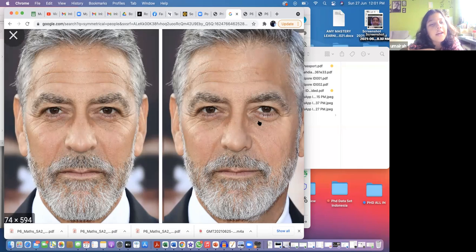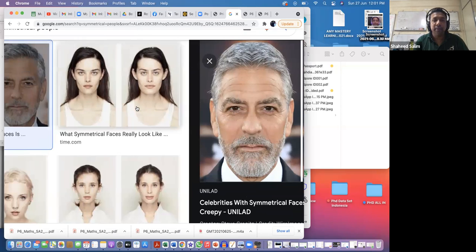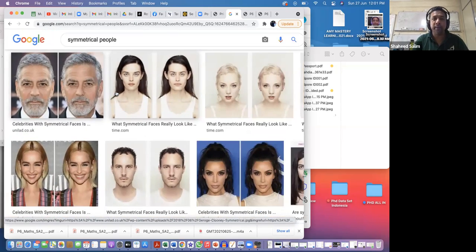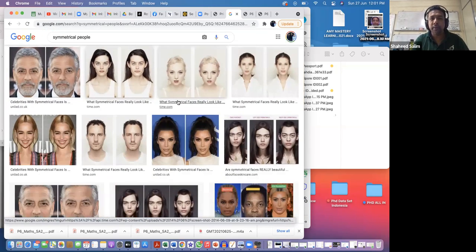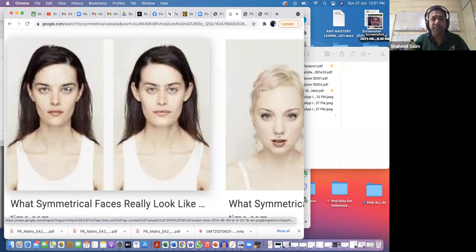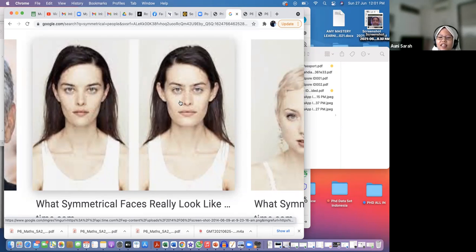Wait, can you look for another person? Another person, okay. We look at this one. You see natural or unnatural. This girl, where is the girl? Okay, we look at this girl. Can you see the symmetrical one looks quite scary, you know? This is symmetrical. Exactly. Can you look at it? It doesn't look natural. The left one looks natural. Looks a little bit scary, right?